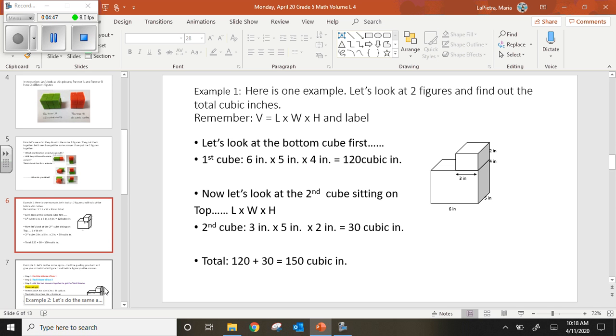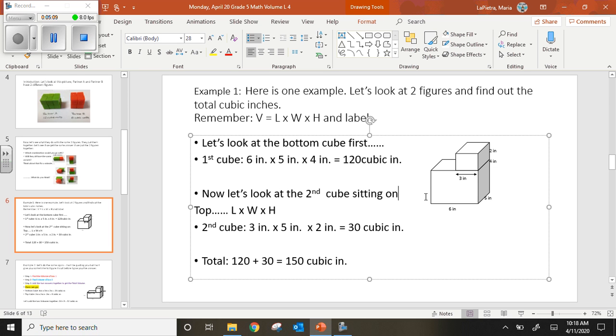Okay, here's one example. Let's look at two figures and find out the total cubic inches. Remember, volume equals length times width times height, and then we're going to label it. Very important each time. So let's look at the bottom cube first. Okay, I have this bottom piece. This is the bottom box I'm talking about, the bottom cube.